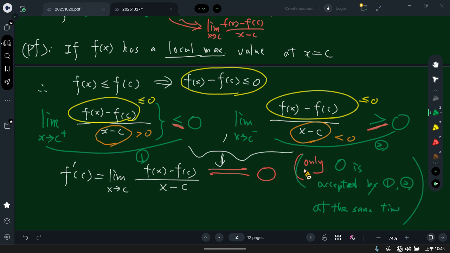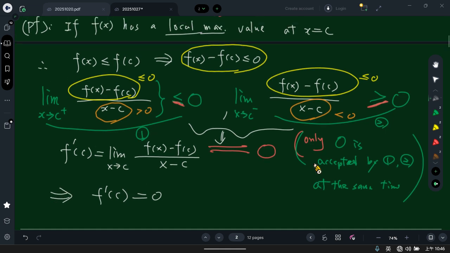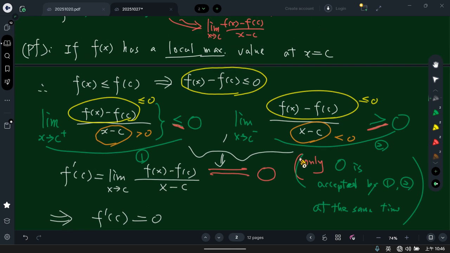So finally, we can conclude that f prime c must be 0. Okay, we also can understand the concept in a very intuitive way. You can see, if we have a maximum value, that means around the point, maybe either climbing up, then after passing the point C, we are going down. So when you're going up and going down, there is a turning point. Its tangent should be a horizontal line.